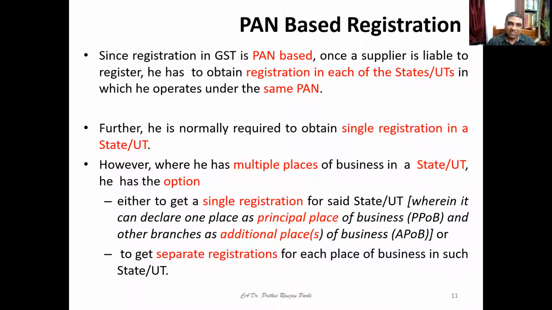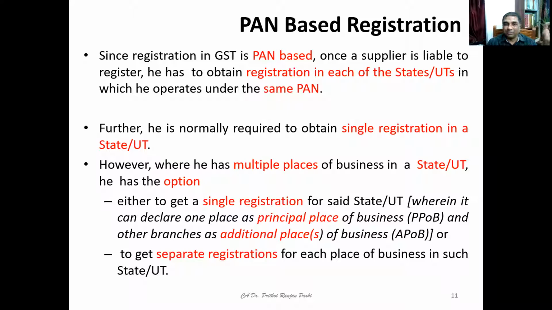So in a state, he is normally required to obtain a single registration. But if he has multiple places of business in a state or union territory, let us say you are doing business in the state of Odisha, but you have multiple places of business. Your place of business is there at Cuttack, a place of business is there at Bhubaneswar, a place of business is there at Rourkela.